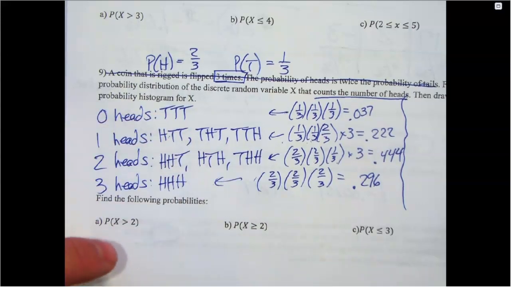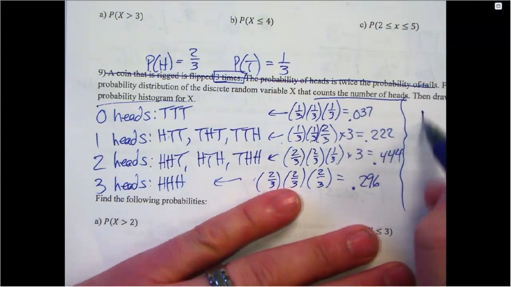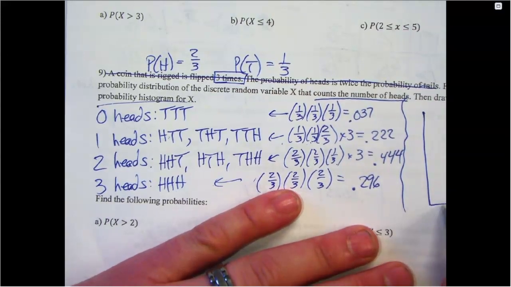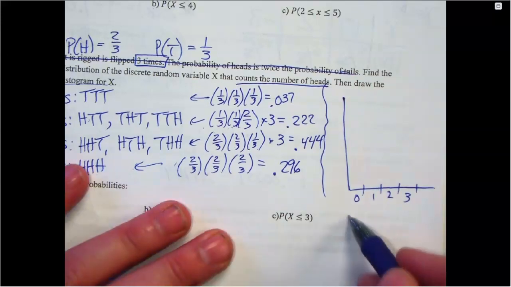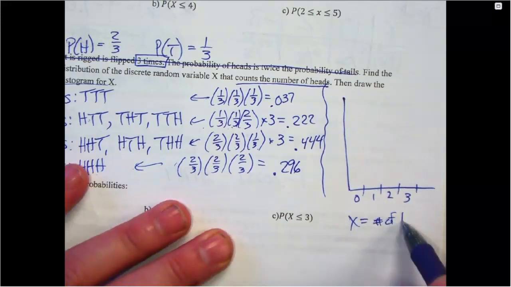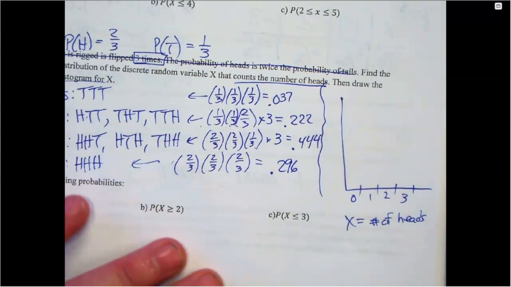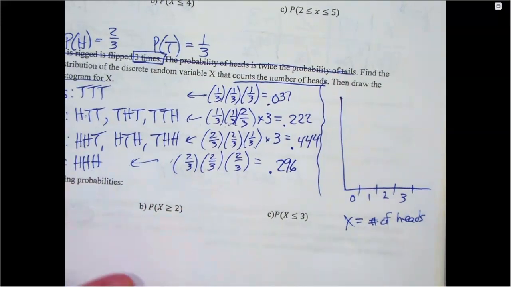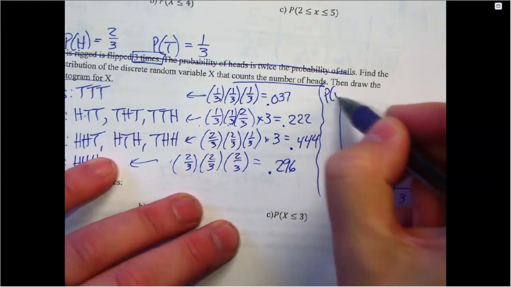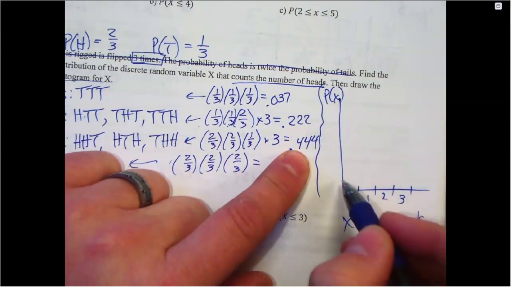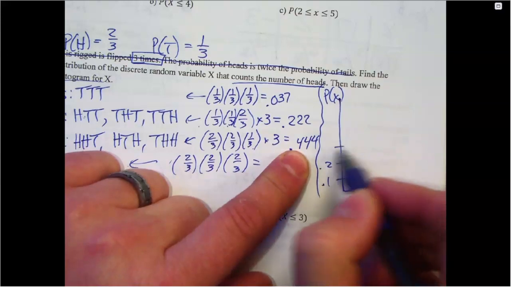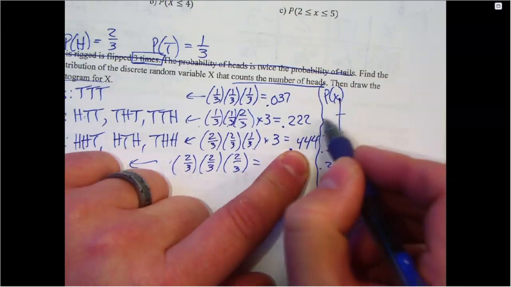So now I'm gonna make a probability histogram. So I'm gonna have along the bottom 0, 1, 2, and 3. And then this is the number of heads, and have little bars going up from each slot. And on the side, it's going to be the probabilities. So my biggest probability is 0.44. Maybe I go 0.1, 0.2, 0.3, 0.4, 0.5 up the side.